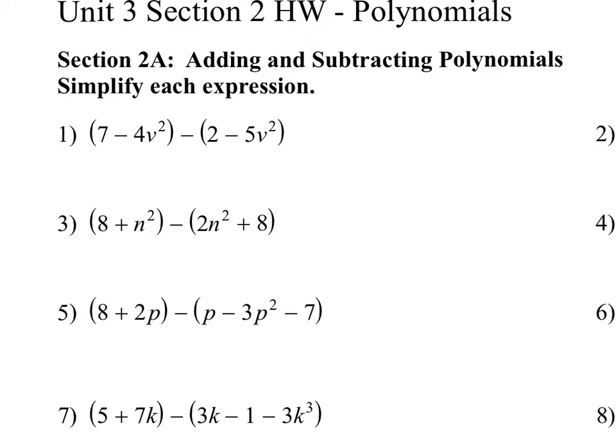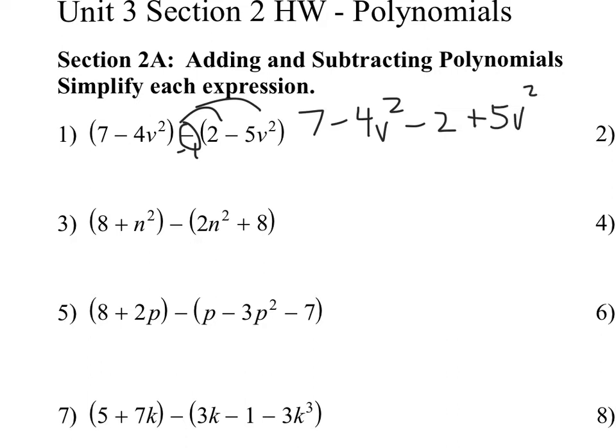you have to pay attention: is it add or subtract? Notice we have subtract right here. So that's almost like a -1 out in front that we have to distribute to our binomial. So I really have 7 minus 4v squared, and then -1 distributed to 2 would be -2, and then -1 distributed to the minus 5v squared would be plus 5v squared.